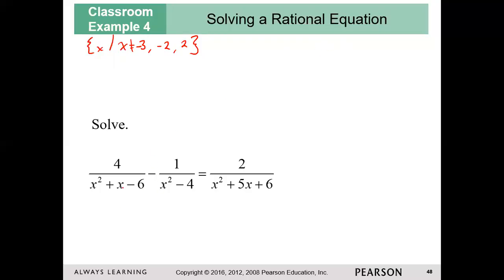So when you factor these denominators, again, you have x plus 3, you have x minus 2, x minus 2, x plus 2. Again, I'm just factoring these denominators over here to figure out what my LCD is going to be. And you have x plus 3 and x plus 2.